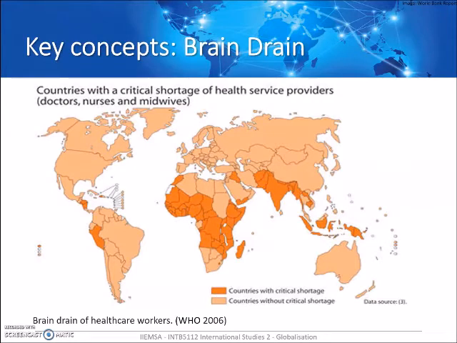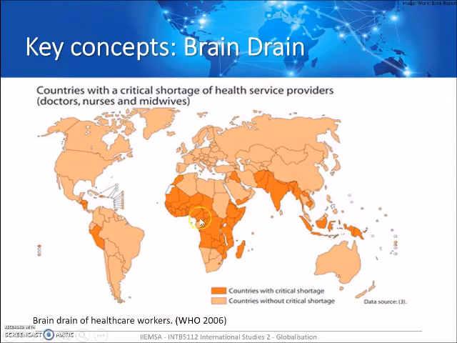This is one example. This is a chart from the World Health Organization from 2006, so it's a bit older numbers and stats. This is the brain drain of healthcare workers. So the dark orange countries are countries that have a critical shortage of healthcare workers. The lighter ones don't have a shortage, right?